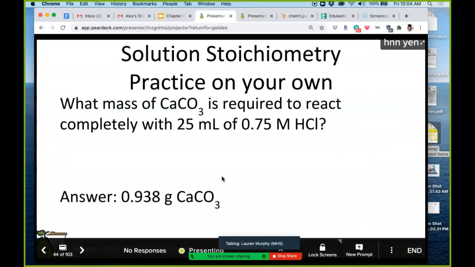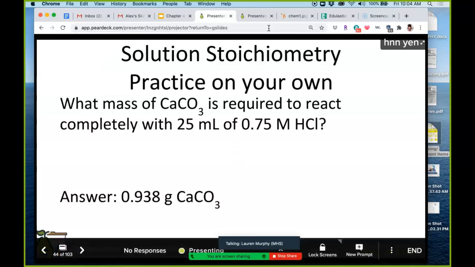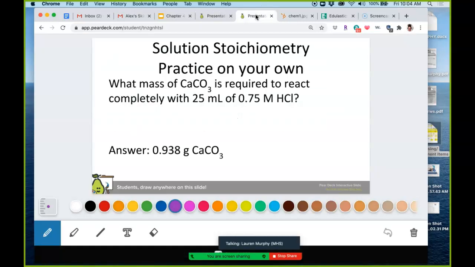Okay, let's try another one. So I want you to try this one on your own, but I'm going to start you off first. So it says, what mass of calcium carbonate is required to react completely with 25 milliliters of 0.75 molar hydrochloric acid. So they want grams of calcium carbonate, and they give you information about hydrochloric acid. So the first thing you need to do is at least write out your balanced chemical reaction. So I want to give you a second.